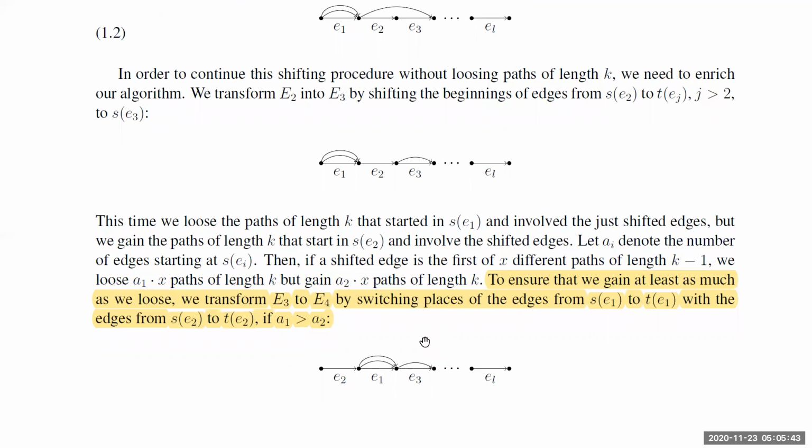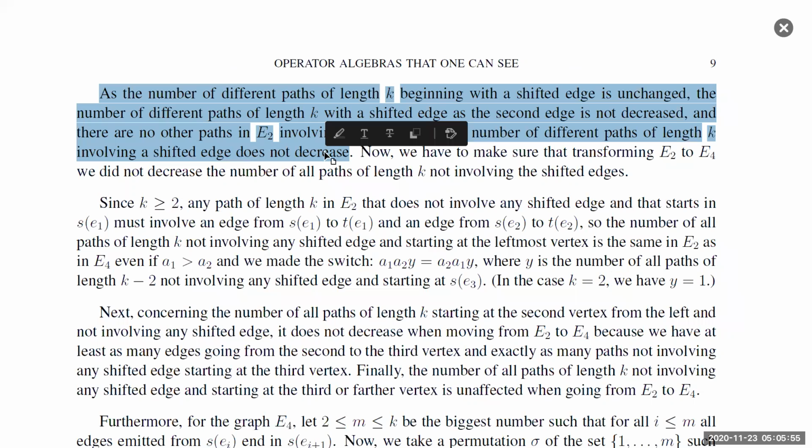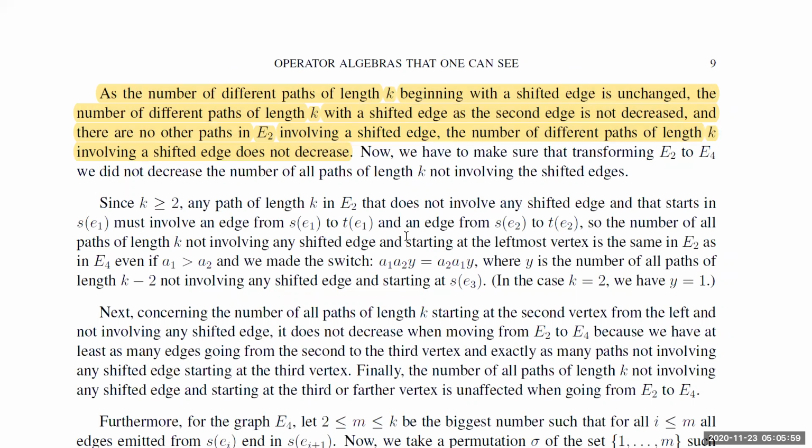And look, so this saves the day, because of the following reason. The number of different paths of length k beginning with a shifted edge is unchanged, right? In this move, we don't change this number of paths involving a shifted edge. Just that we change the beginning of a path, we don't delete it, right? So this number is the same. Then when you look at the number of different paths of length k with the same shifted edge as the second edge, well, this amount is not decreased.